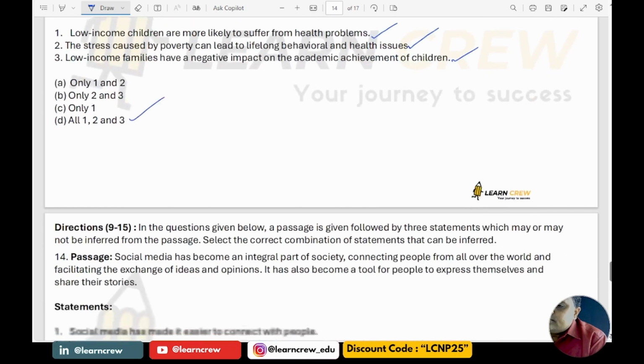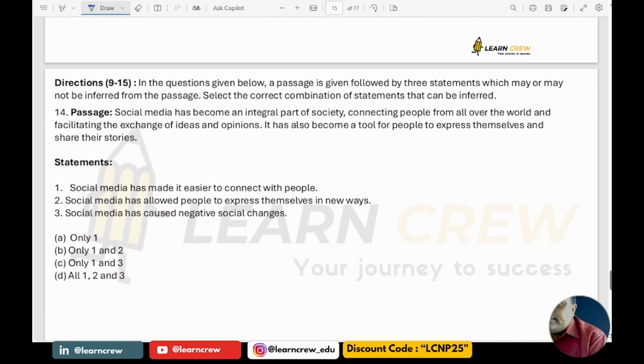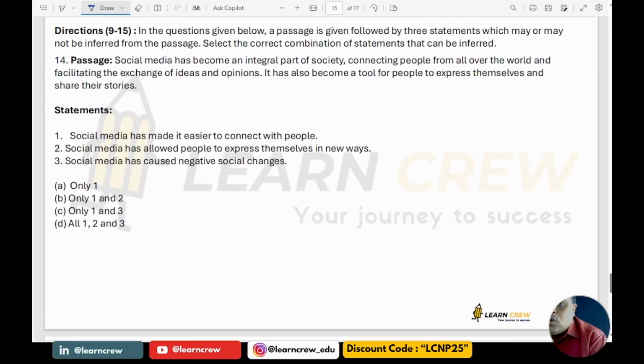Next. You need to understand this, because definitely you will have questions based on assumptions, questions based on inferences, questions based on arguments. All these things you will have in your examination. So you need to properly understand and practice many questions, so that your probability of making mistakes will reduce. Okay, now question number 14.